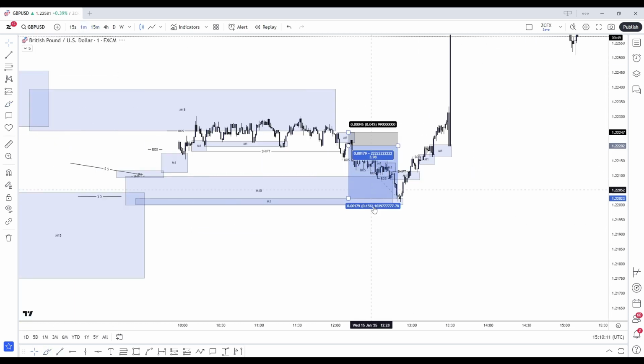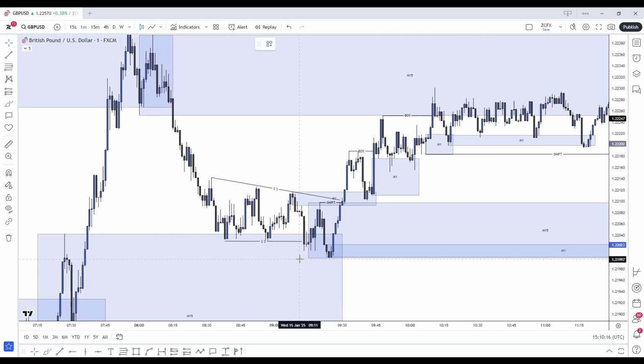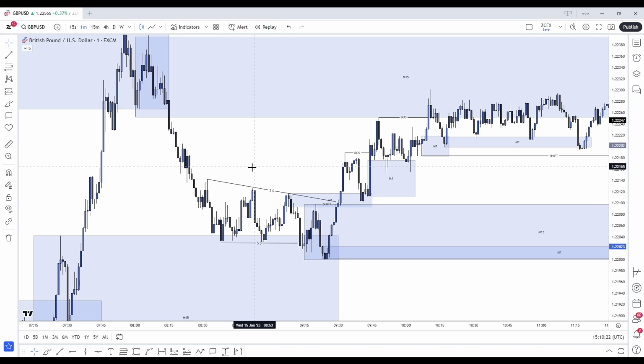Now jumping onto the M1, as you can see here, we had this initial tap into this M15 demand, which obviously looking for longs from there is absolutely valid. I just didn't get an entry there, unfortunately.